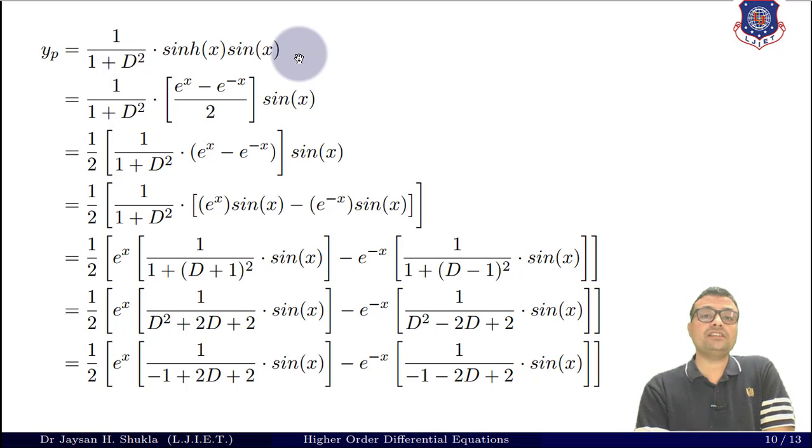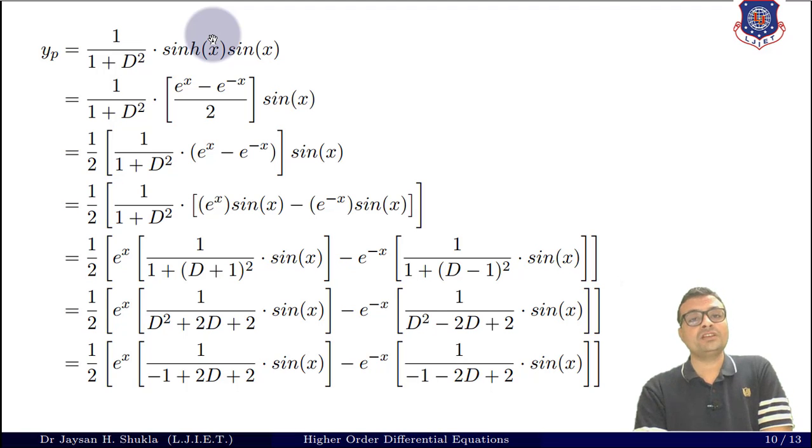Now clearly you can see I can convert sine hyperbolic x into its parallel exponential form. The exponential form of sine hyperbolic x is e raised to x minus e raised to minus x by 2. At this junction, I will also give you the formula for cos hyperbolic x. Cos hyperbolic x is e raised to x plus e raised to minus x by 2.